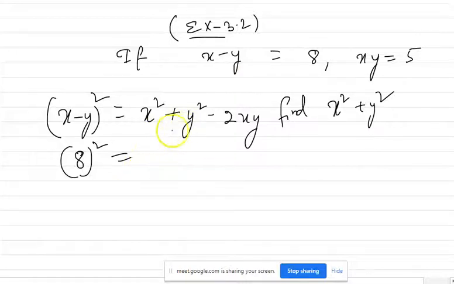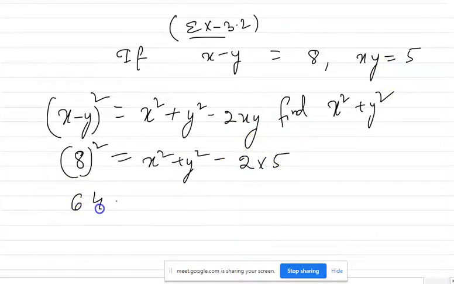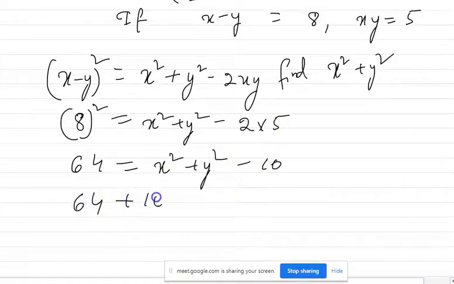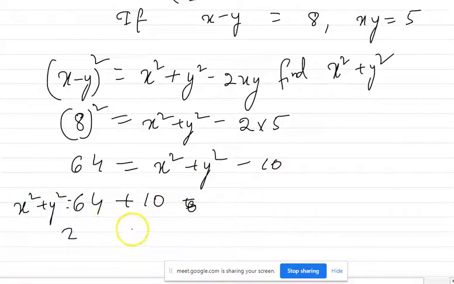It was complicated. So x square plus y square minus 2xy. What is the value of xy? 5. So 2 into 5. So 8 8s are 64. X square plus y square minus 2 5s are 10. So I write here 64. This minus goes to that side, so plus. So this is the value of x square plus y square. 64 plus 10, that is how much? 74. This is our answer.